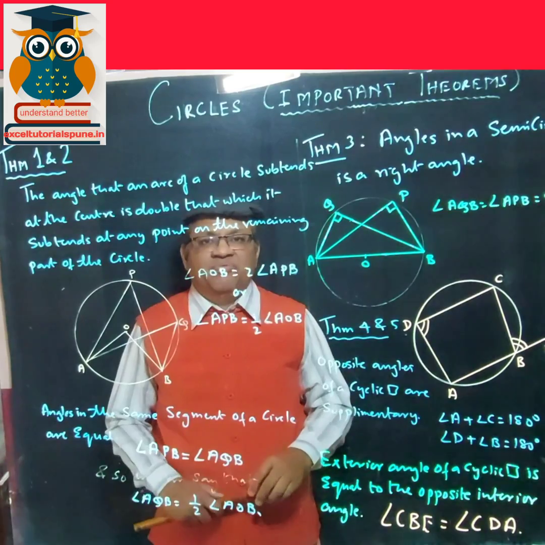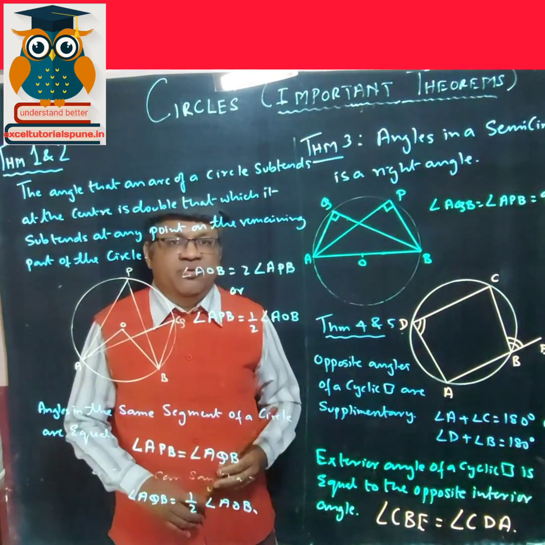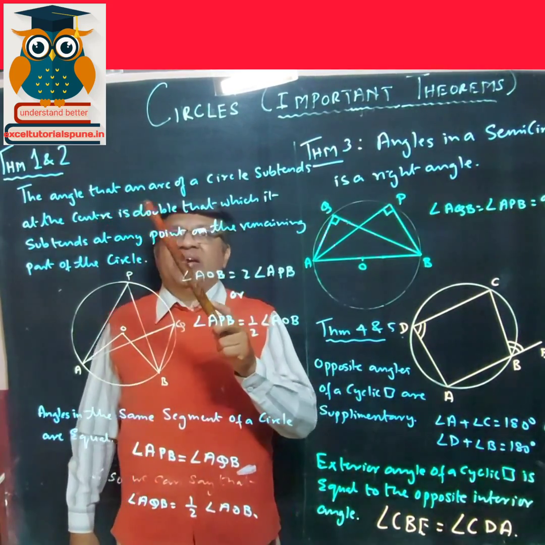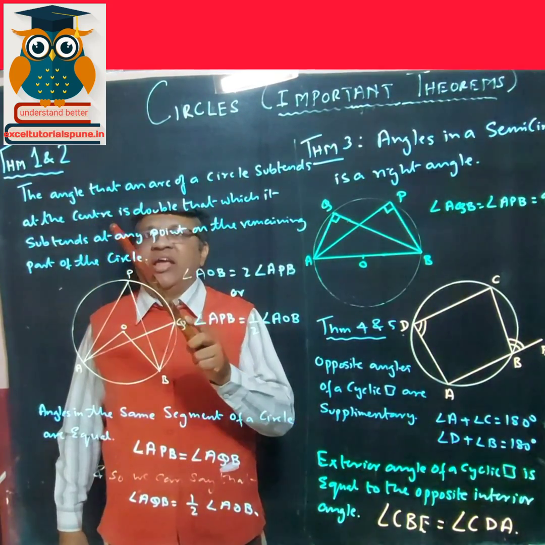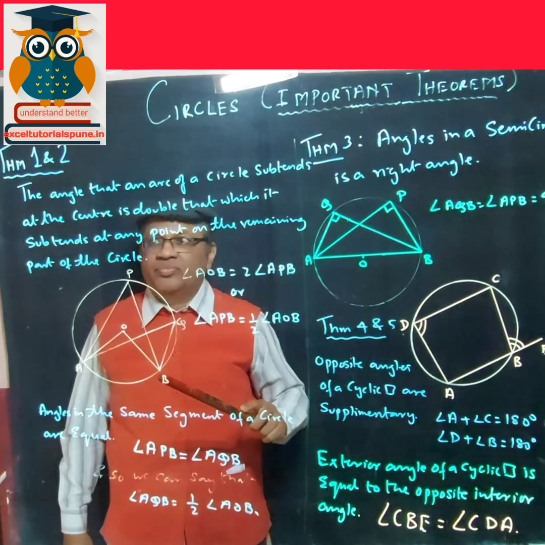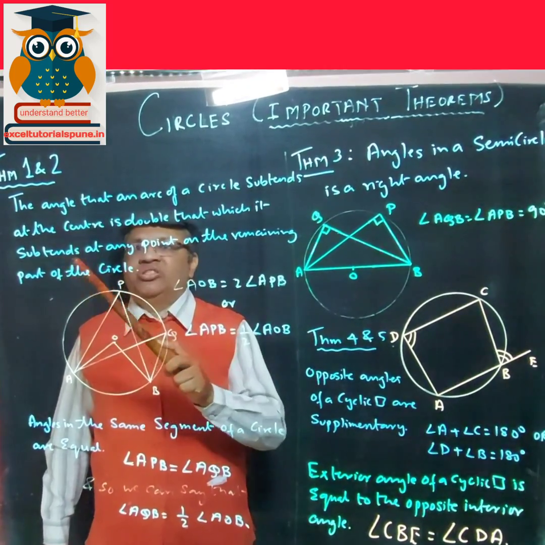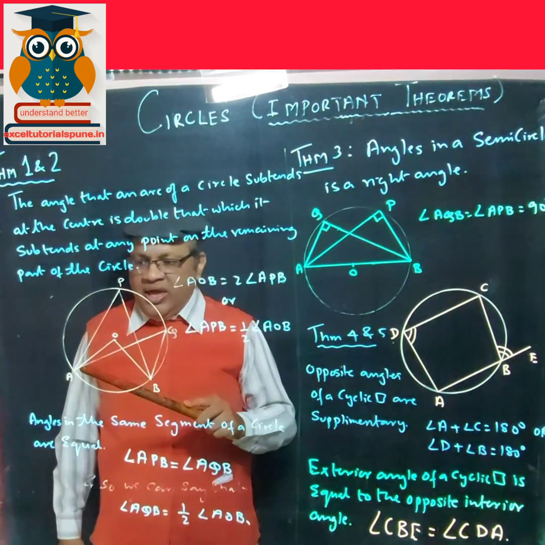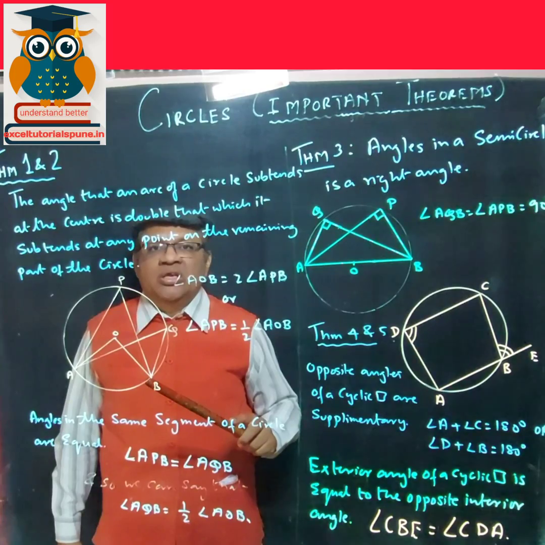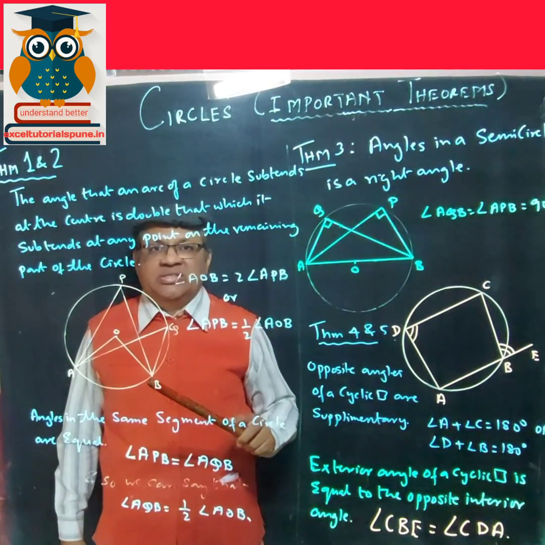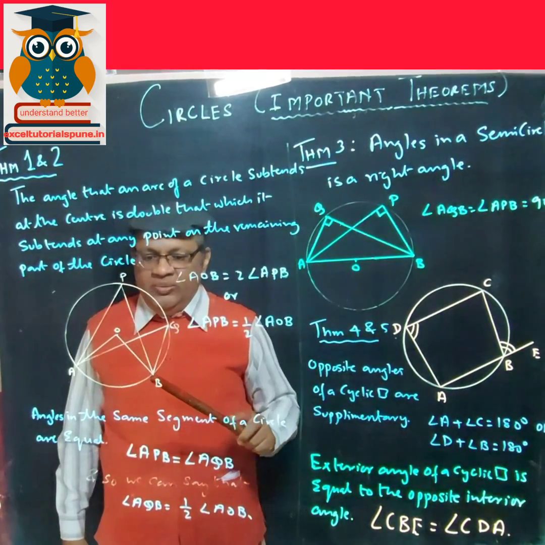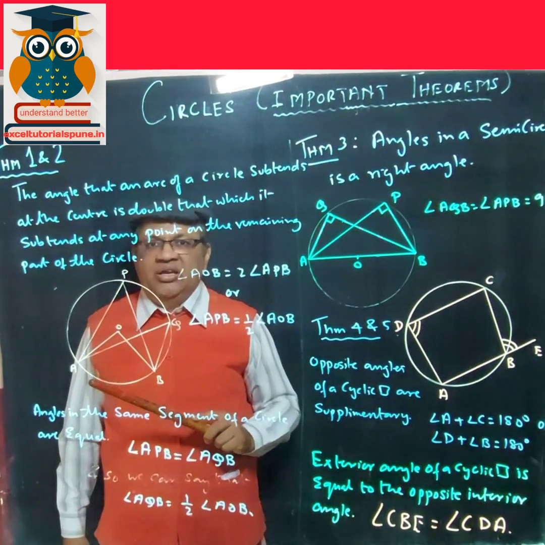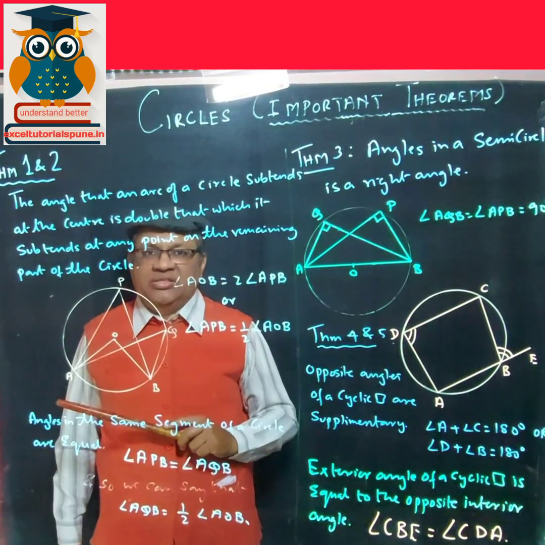Alright, so now let's start with the first theorem. The first theorem says that the angle that an arc of a circle subtends at the center, see this is the arc AB, is double that which is subtended at any point on the remaining part of the circle. So angle at the center is twice the angle at the circumference. See, AOB is twice APB. Angle at the center is twice the angle at the circumference.